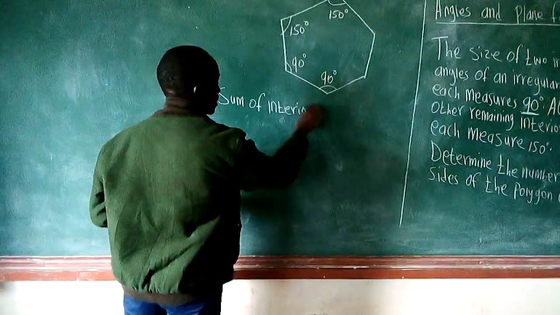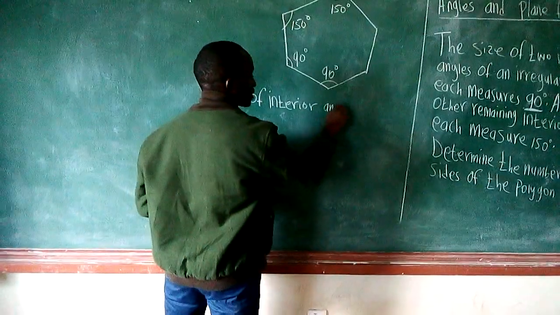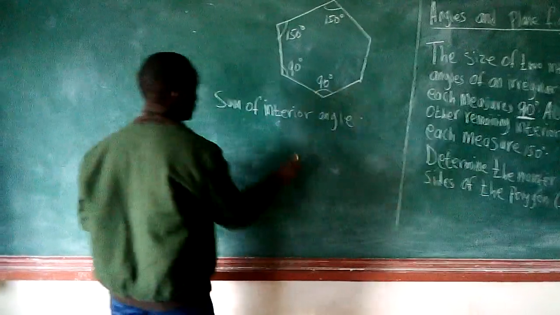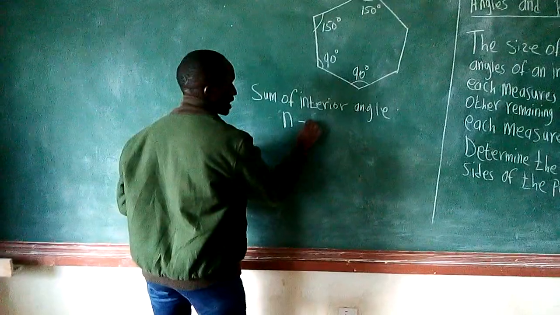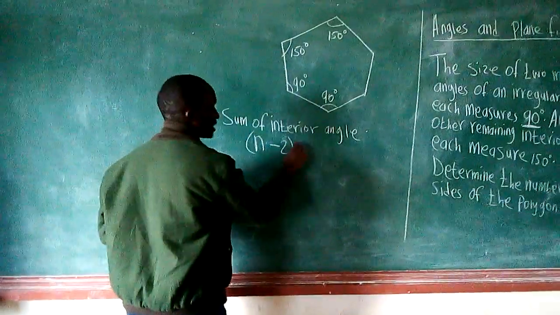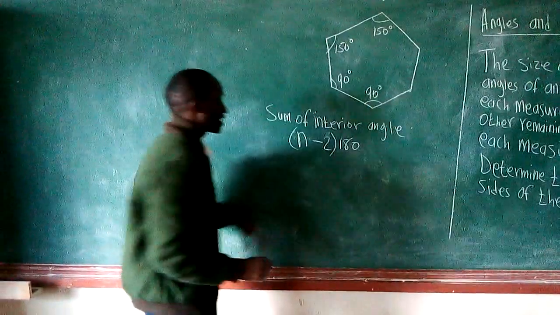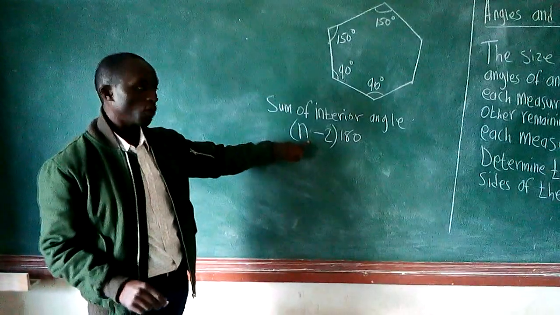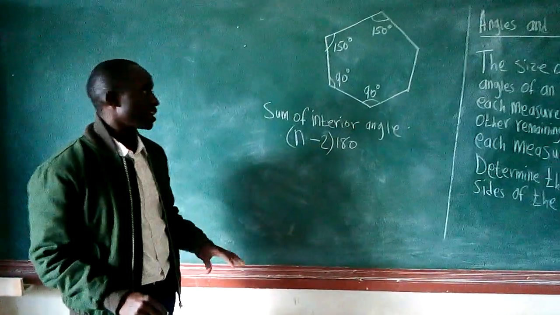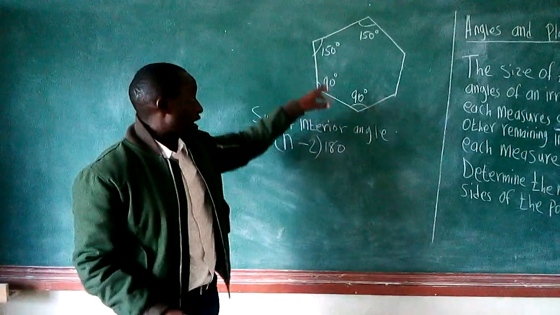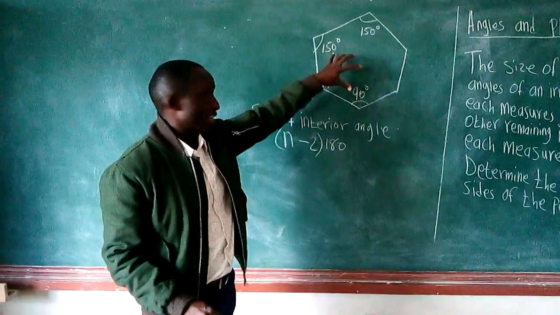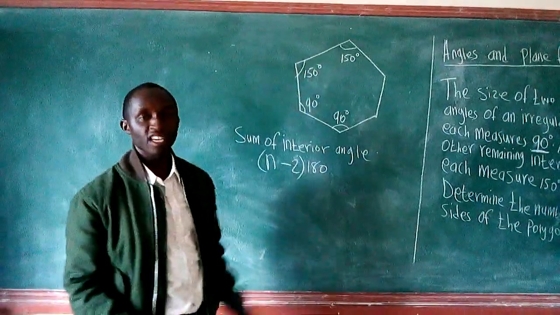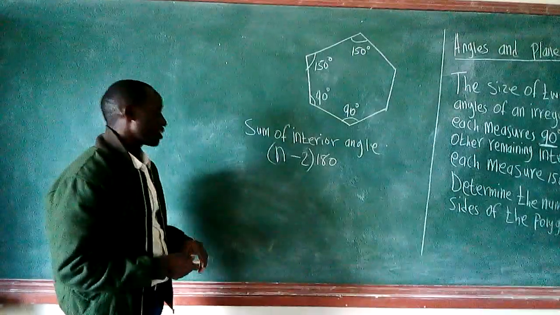Therefore, we have said that the formula to find the sum of interior angles is this: n minus 2 in brackets, times 180. This is the formula to find the sum of interior angles. And they are the ones we are talking about, all the angles that are inside this irregular polygon.